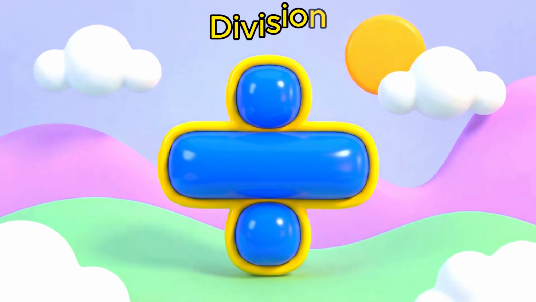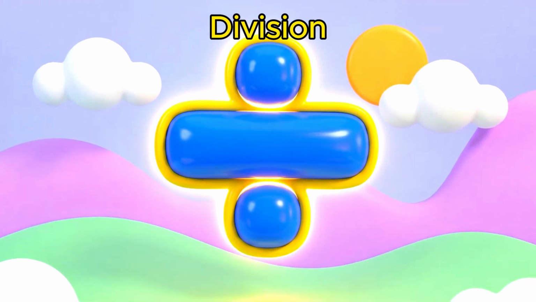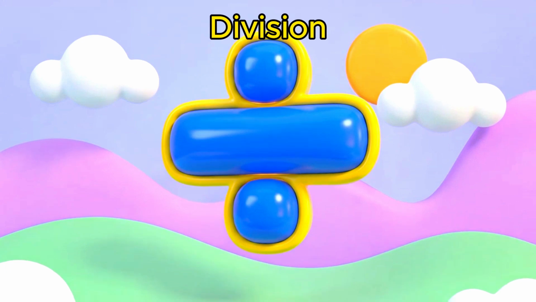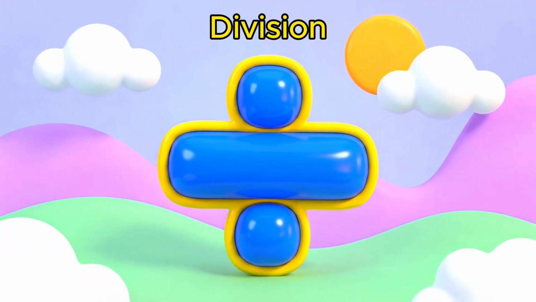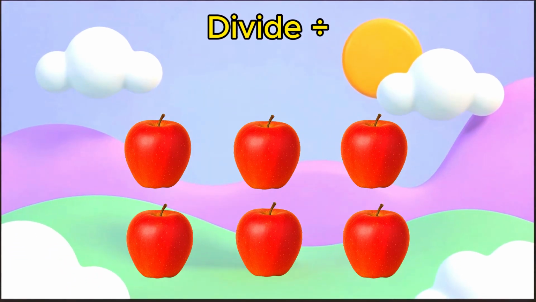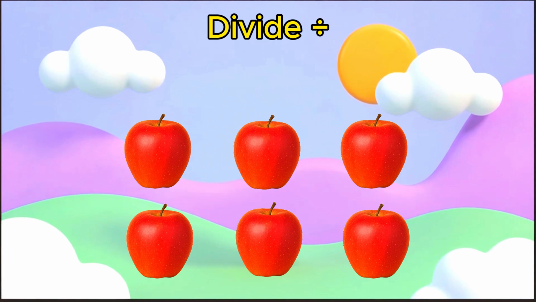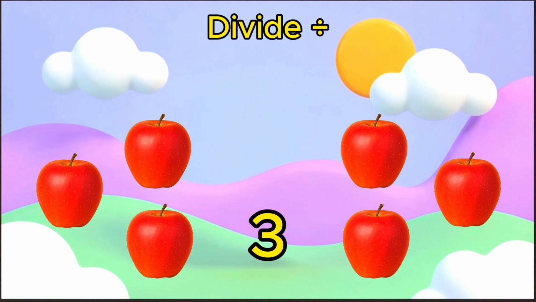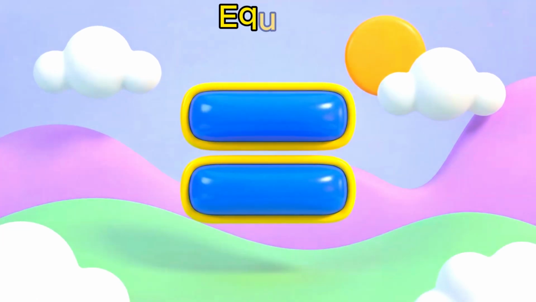Now it's time for division. Sometimes we use the word divided by. Division means sharing or splitting things equally. You have 6 apples. You share them between 2 friends. Each friend gets... That's right. Each friend gets 3 apples each.